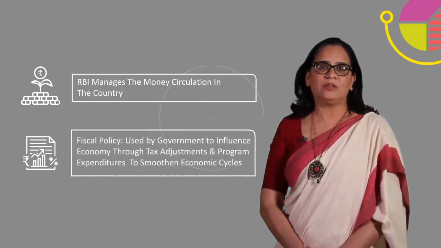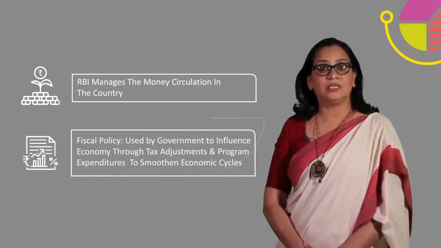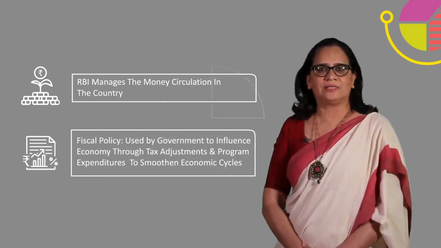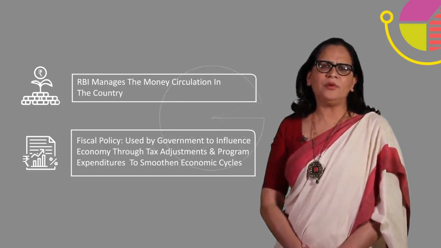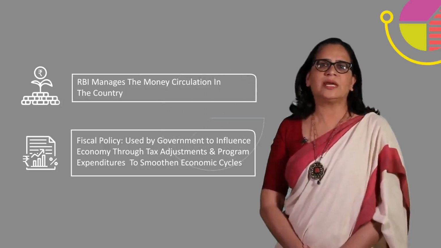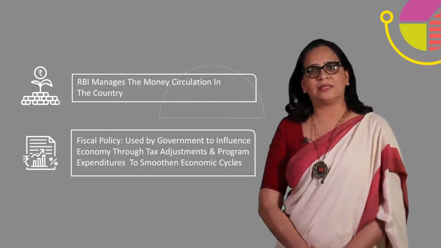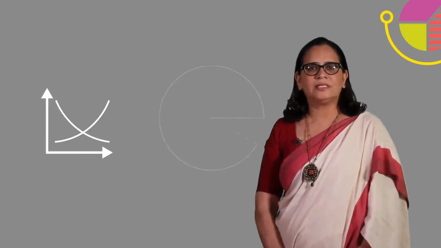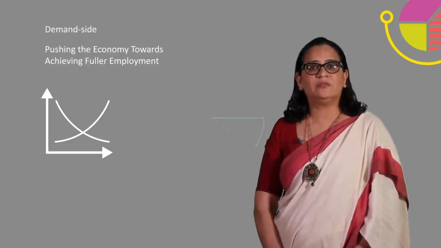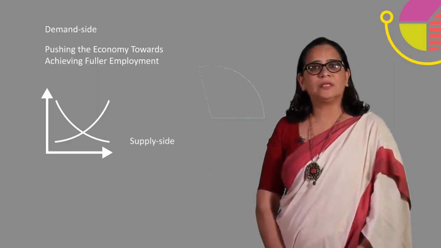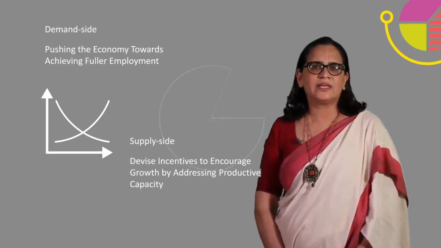When the government acts to influence economic growth, it takes the form of fiscal policy. One manifestation is to adjust direct and indirect tax rates. Another way is for governments to spend on various programs. For both types of policy, the goal is to smoothen the economic cycle, though there have been times in history when this has not been the case. Both these policies can be viewed as demand side in that they are attempts to push the economy towards achieving full employment. There are also supply side policies that devise incentive schemes to encourage growth by directly addressing the economy's productive capacity.